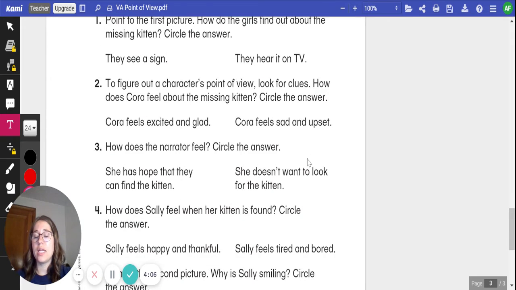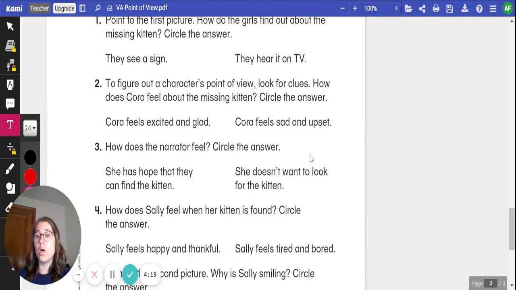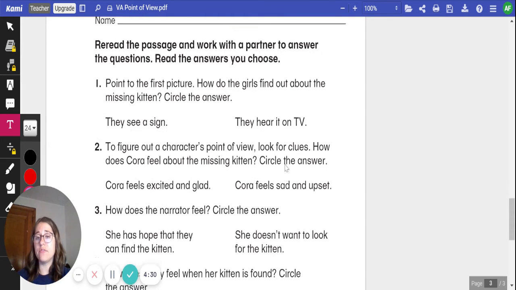All right, let's go ahead and answer some point of view questions. We can reread if we need to, and we're going to work to figure out the best answer to each of the questions. Number 1, point to the first picture. How did the girls find out about the missing kitten? Circle the answer. So did they see it on a sign or did they hear it on TV?